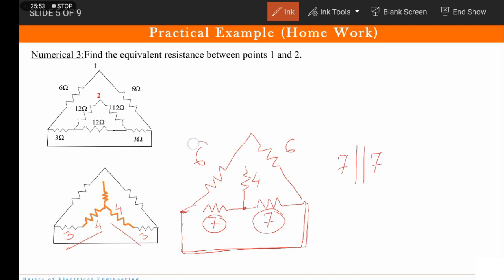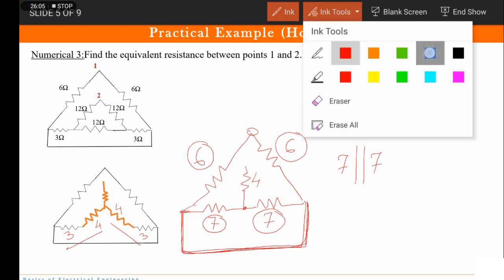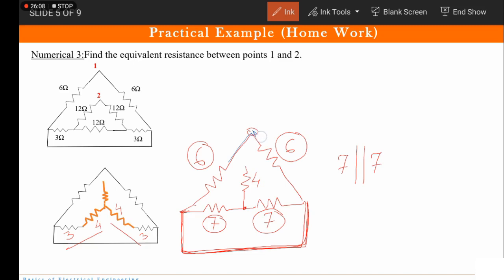Fine. Similarly, if you talk about two 6 ohm resistances, again if you see they are connected here and another end is again connected with the help of this path. So if you talk about 6 ohms, they are also in parallel. So I have given you enough hints to solve this circuit. Fine. I hope you will solve this and you will get the final answer.